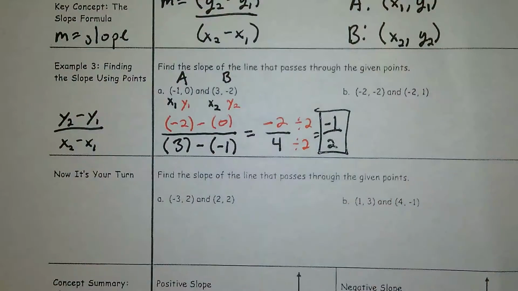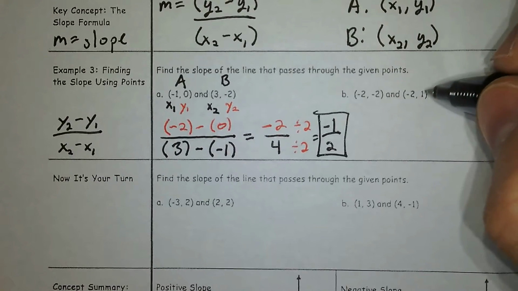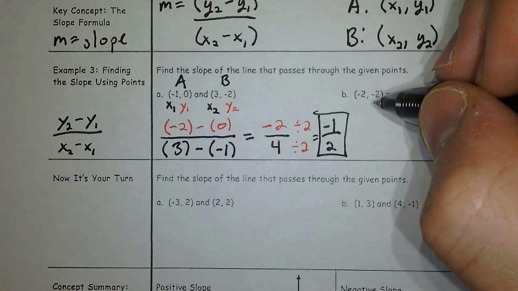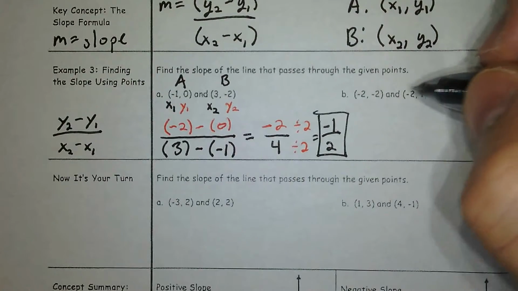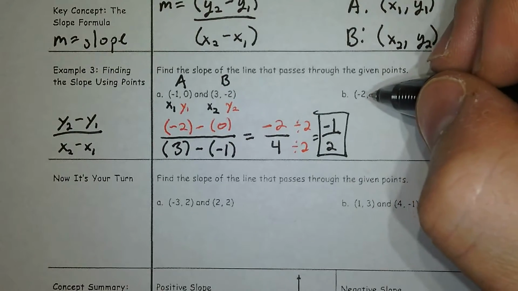So again, it's really not that hard, guys. As long as you label your points x1, y1 and x2, y2, then you just subtract the two y's and subtract the two x's. But you always have to make sure you're doing the second point minus the first point: the second y value minus the first y value, the second x value minus the first x value.